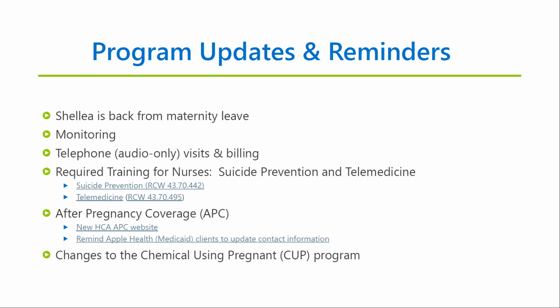And big news, MultiCare Good Samaritan Hospital, July 19th, has opened up their CUP, soon to be SUPP, program. So we now have 5 hospitals in the state of Washington that are providing services to pregnant people who are needing some additional support and hospitalization with their substance use and pregnancy.